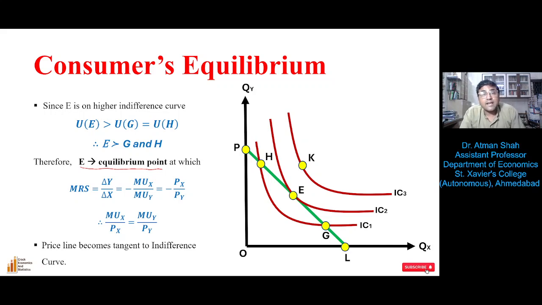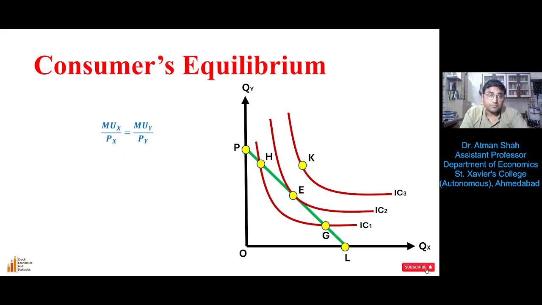Now there is no incentive for the consumer to deviate. If the consumer deviates from H to E, utility declines because H is on a lower indifference curve. If the consumer moves from E to G, again utility decreases because G is on the lower indifference curve. So there is no incentive for the consumer to deviate, and therefore E is the equilibrium point.